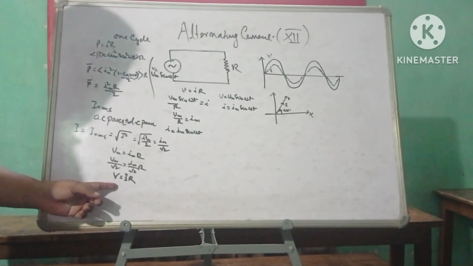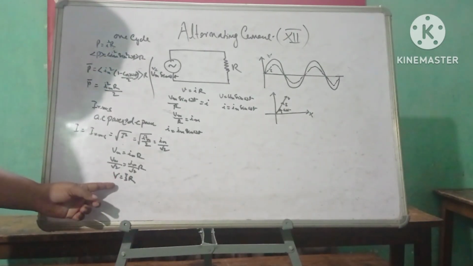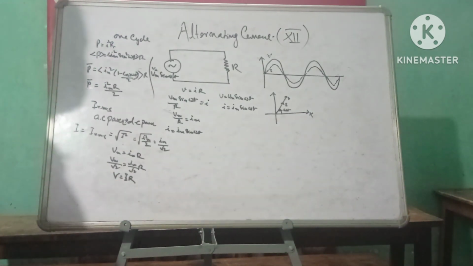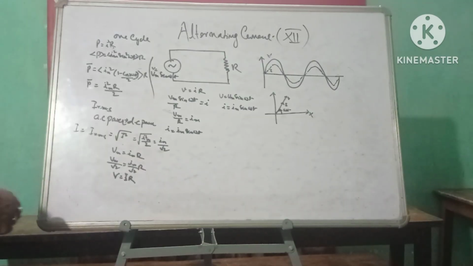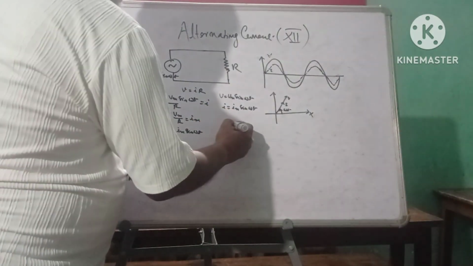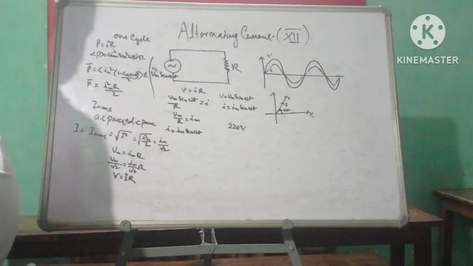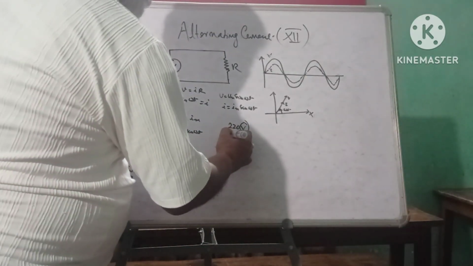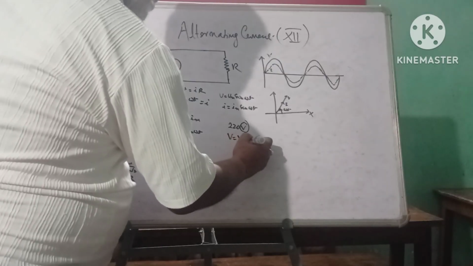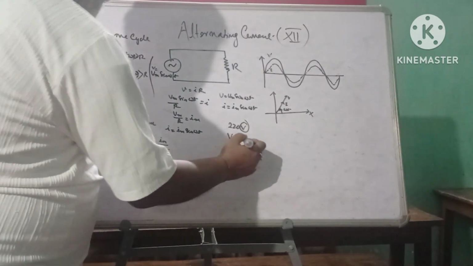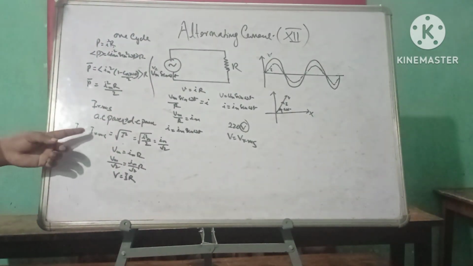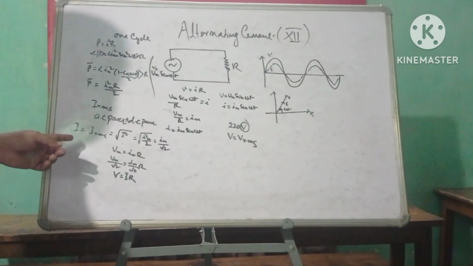So now we are able to express this in Ohm's law, V is equal to IR. The most important thing is that the 220 volt you are getting in your house, this V is VRMS, and this is equivalent to your DC voltage. This is IRMS, which is equivalent to your DC current.